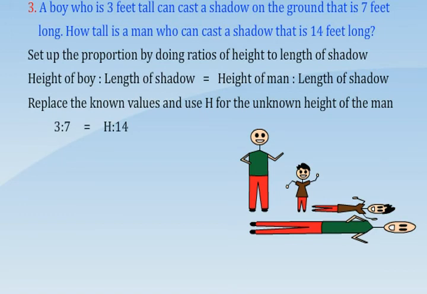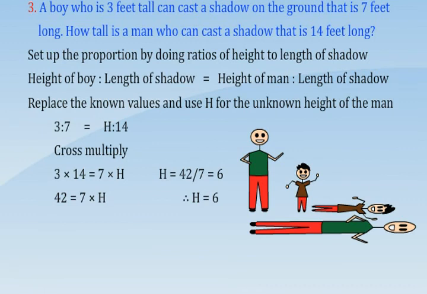3:7 is equal to h:14. Cross multiply. 3 into 14 is equal to 7 into h. 42 is equal to 7 into h. h is equal to 42 by 7, which is equal to 6. Since 7 into 6 is equal to 42, h is equal to 6. The man is 6 feet tall.